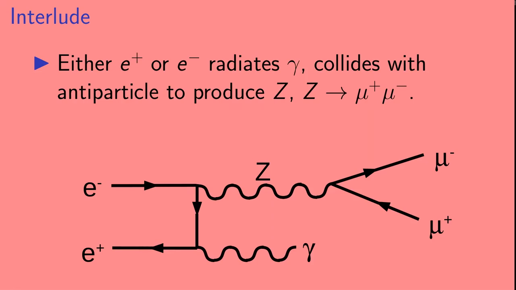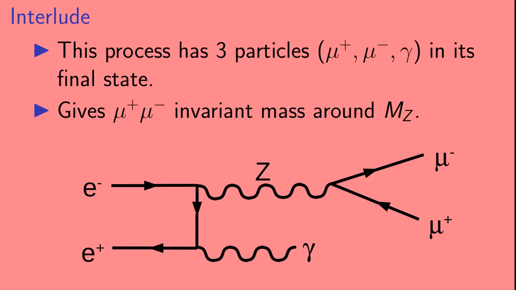Here's a Feynman diagram for this process. Either the positron or the electron radiates a photon. Then the electron and positron collide to form a Z. That Z then decays to a mu plus, mu minus pair. This process has three particles, namely a mu plus, a mu minus, and a photon in its final state. And the invariant mass of the mu plus, mu minus pair should be approximately the mass of the Z, which is 91.2 GeV over c squared.